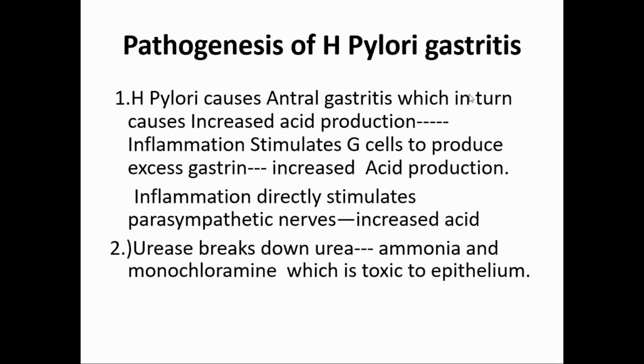Urease breaks down the urea into ammonia and monochloramine, which is toxic to the epithelium. Then phospholipase damages the surface epithelium. It also impairs duodenal bicarbonate production, that H. pylori does. And this altered milieu leads to gastric metaplasia in the duodenum, and H. pylori colonizes and causes duodenitis.